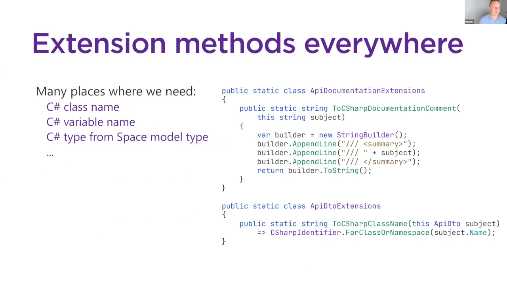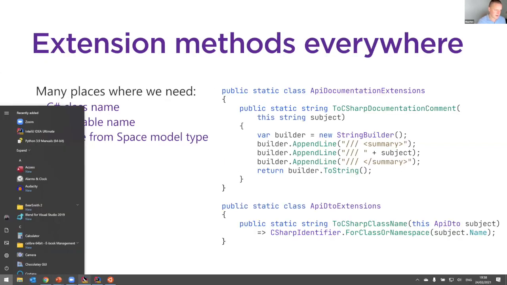I mentioned that we have a lot of extension methods everywhere. And the idea behind that is that there's a lot of things that are repetitive. We need class names. We need to map types from the API into C# types. We need to be able to write documentation and so on. Those aren't really full objects. They are typically some helper method that will emit another string. So we decided to go with lots of extension methods on the types where they matter.